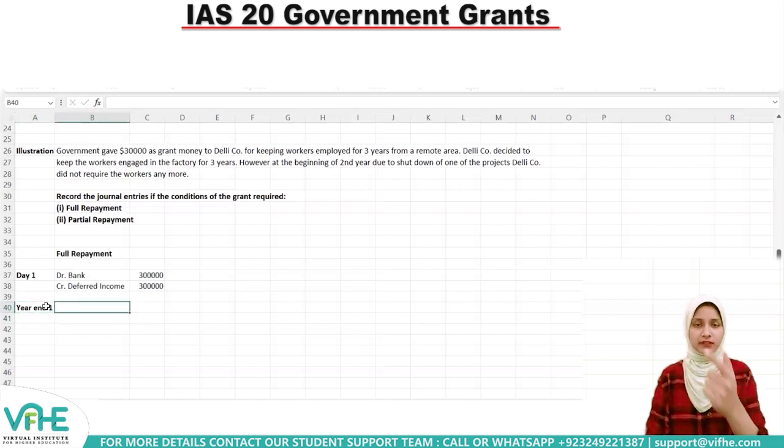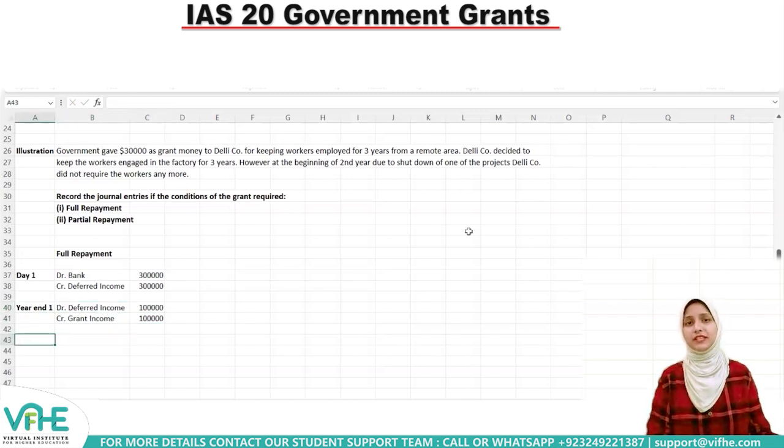Now, year-end one. What is going to happen? At least for 1 year, you've kept the workers employed. So, to that extent, you deserve the grant income. Credit your grant income up to 100,000. And by that amount, your liability should also reverse. Your deferred income liability that you've set up should reverse. You shouldn't have a complete liability of 300,000, so by 100,000 you will reverse it.